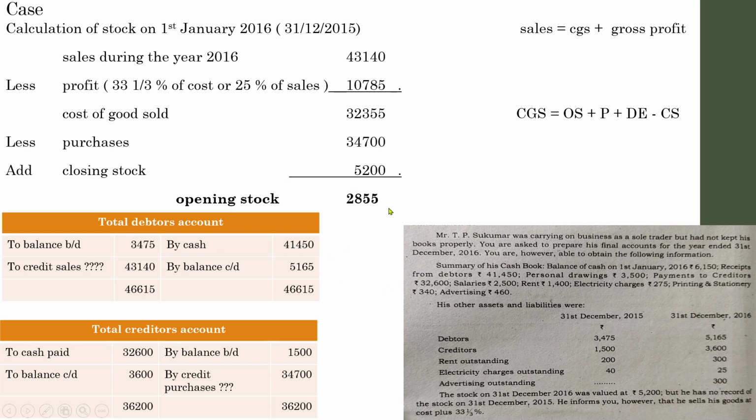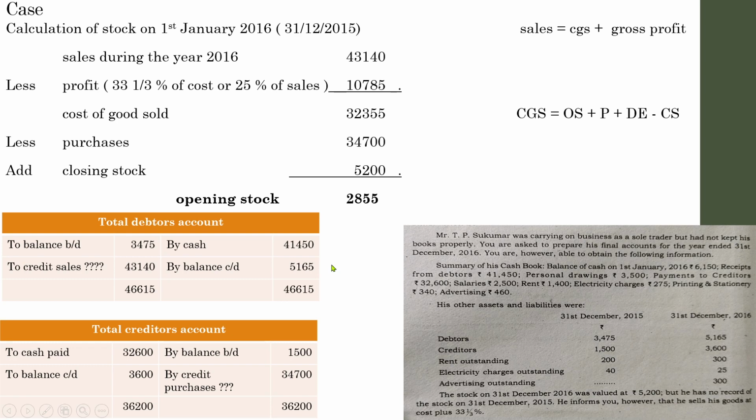So this is how you have to use the trading memorandum account computations in a conversion method case while preparing final accounts. I hope you have understood the concept, so familiarize these cases. Let us go to the next one.